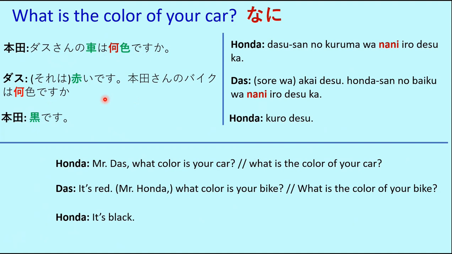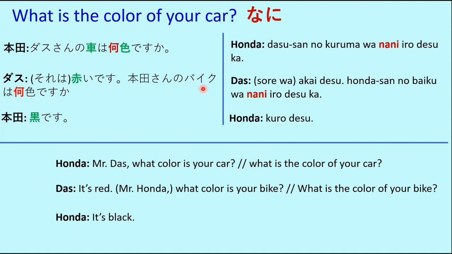Now Das-san replies akai desu. So sore wa means it's red, and this is optional, that's why it's written in the bracket. Sore wa you may or may not say. You can just say akai desu. This is the aka. This is the kanji for red color. This again we shall see in the next lesson of kanji. Akai desu means it's red.